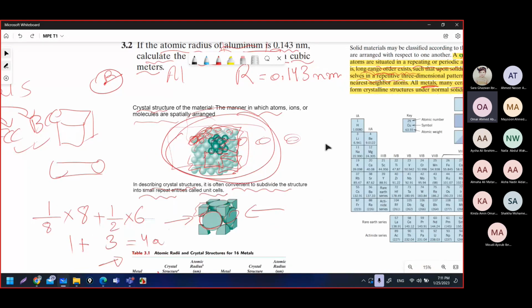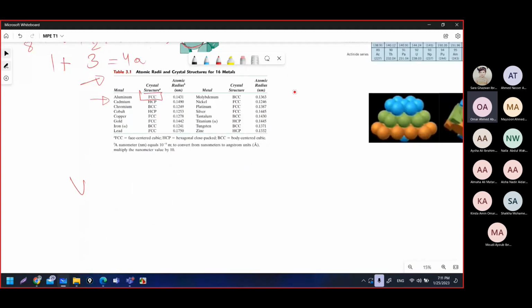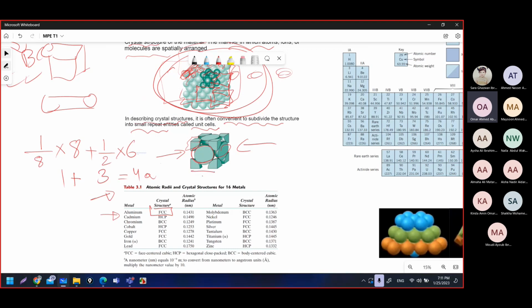So in order to calculate the volume for the cube, we know that it is a cubed, where a is one side of the cube. So a times a times a.